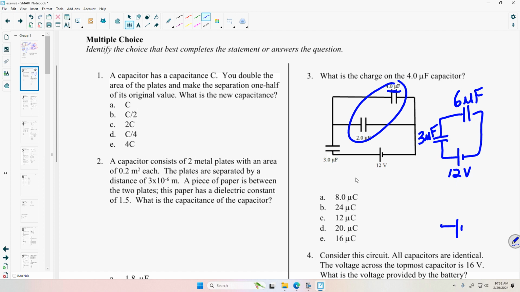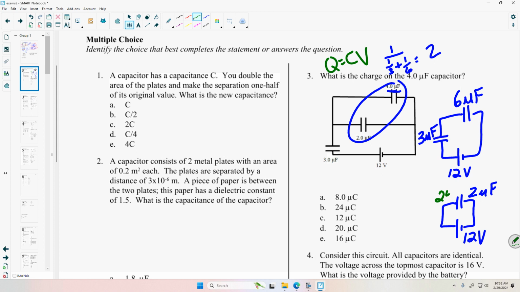And then I can find the equivalent of that, which is going to be 1 over 3 plus 1 over 6. That's equal to 2. So this is 2 microfarads, 12 volts. Then I can step back and ask myself, what is the charge on that equivalent capacitor? Q equals CV. So that's going to be 2 times 12, or 24 microcoulombs. That means that I'm going to also have that charge here, 24 microcoulombs, and here, 24 microcoulombs.